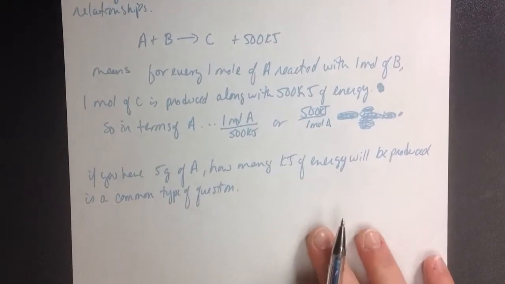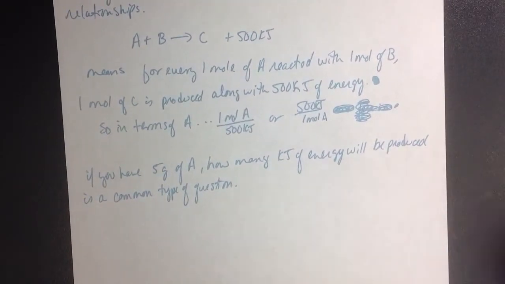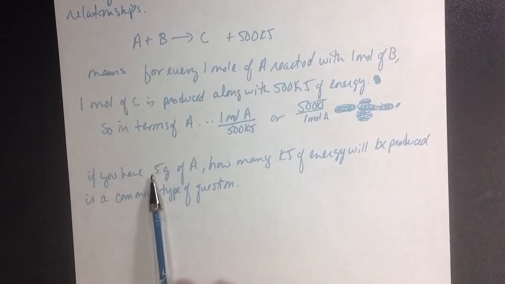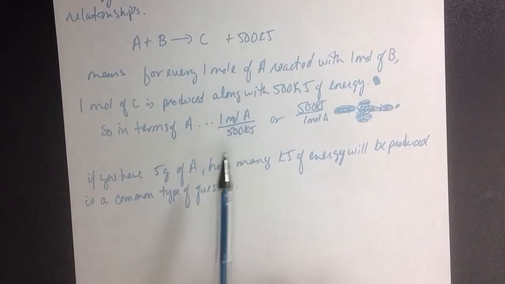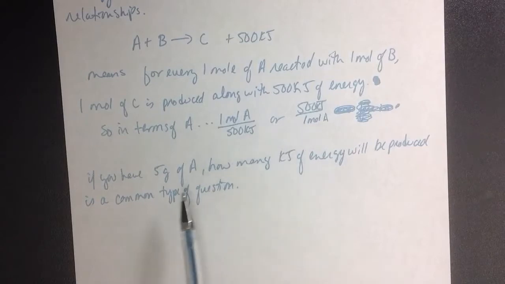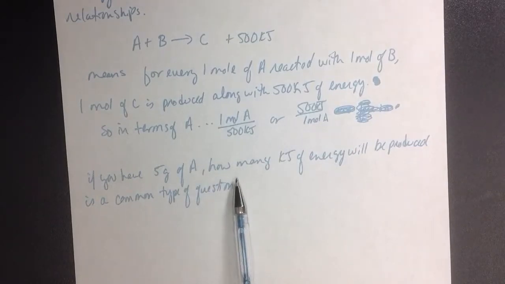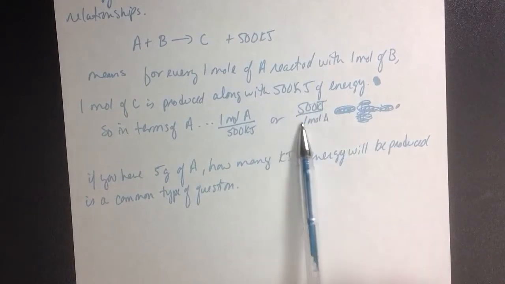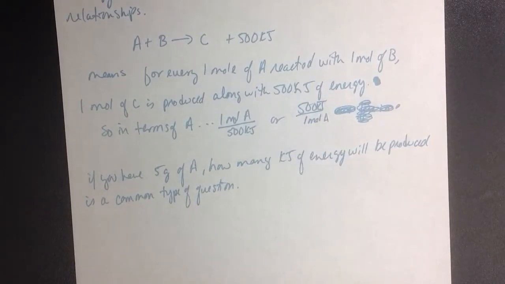Okay. So if you have 5 grams of A, how many kilojoules of energy will be produced is a very common type of question. In this case, what you do is you go from 5 grams of A, use the molar mass, and determine how many moles of A you have, and then use this guy to figure out how many kilojoules of energy you would have.